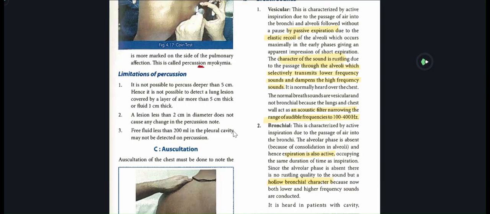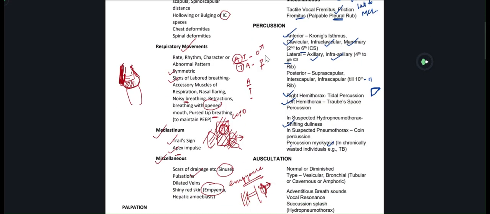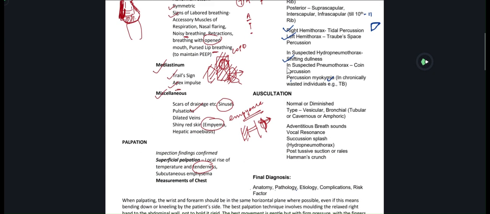Let's go back to our proforma. So we have completely understood where exactly we have to percuss, and what are the sounds which we are going to look for in percussion. Okay, so now the next step is auscultation. Auscultation can be either normal or diminished, and that is what you have to mention, that normal breath sounds were heard on auscultation on all areas anteriorly, laterally, and posteriorly.